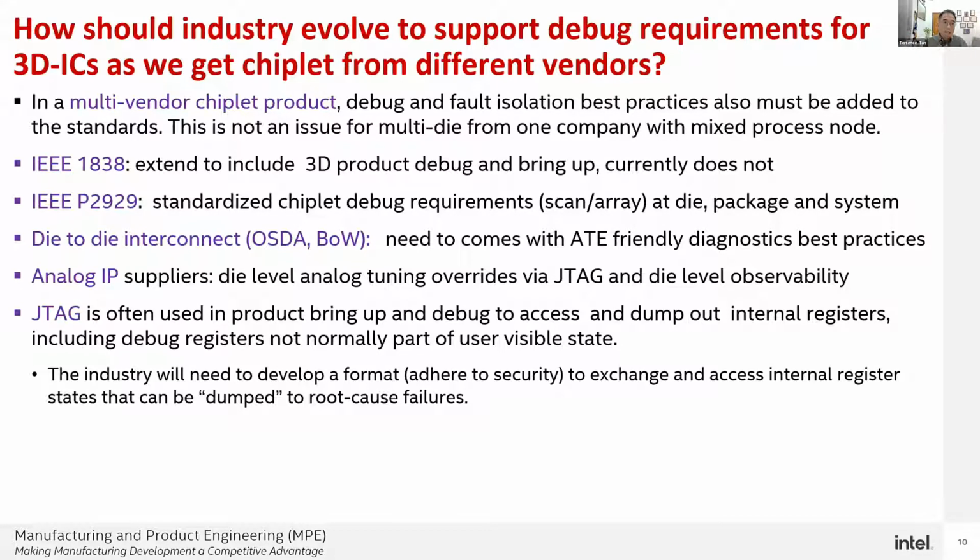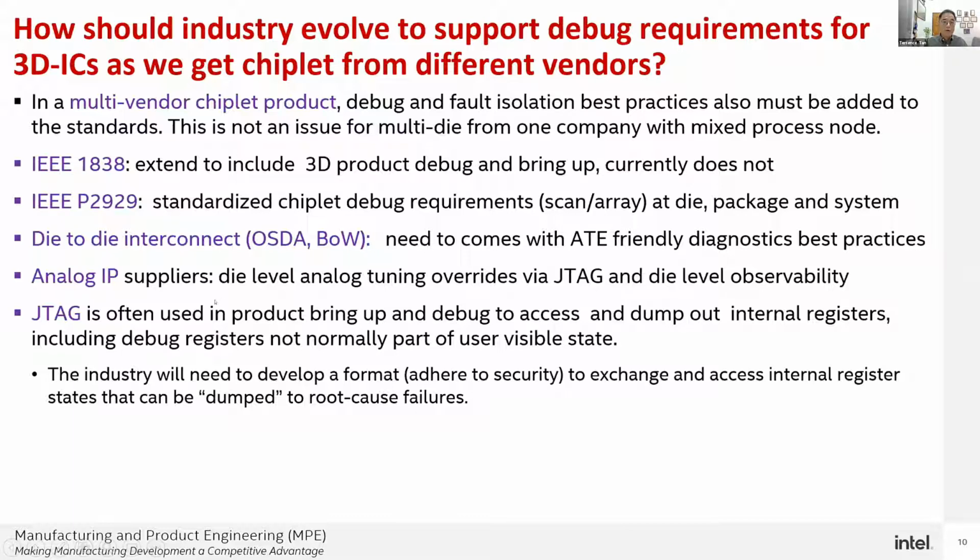1838 today focuses mostly on test, and we need to make sure it includes debug and bring-up. There's also IEEE P2929, which is focused more on debug and can extend to chiplet debug requirements at die level, package and system. Any die-to-die interconnect or DSA, a bunch of wires, needs to come with ATE diagnostic best practice. And any analog IP suppliers should have die-level tuning via JTAG and die-level observability.